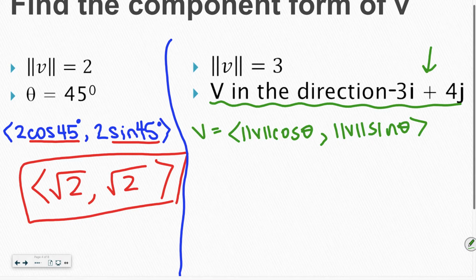I'm going to give you 60 seconds to work together in your pod to come up with what the direction angle is for negative 3i plus 4j. The direction angle was a part of our warm-up problem. We'll go over it, but work together first.